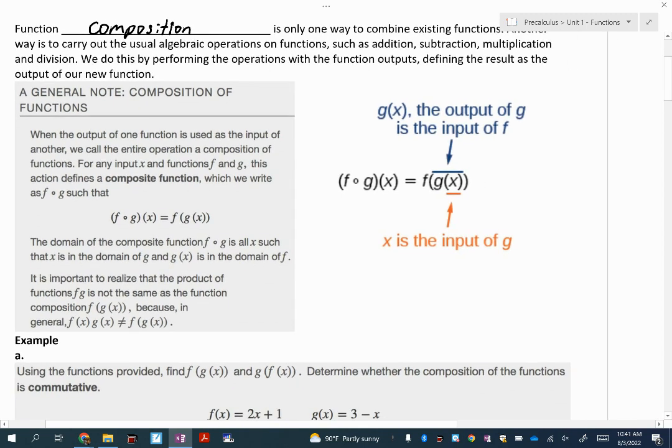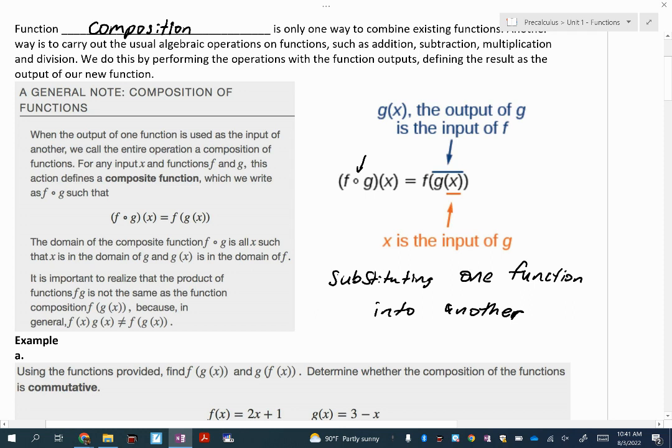And as I mentioned, when you see this symbol, it kind of looks like a degree symbol. I've told students in the past to think of it as f of g of x. It doesn't actually stand for "of." It's a symbol that means to compose. So when you see that symbol, that means you're going to be substituting one function into another.